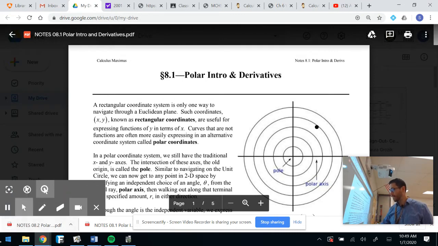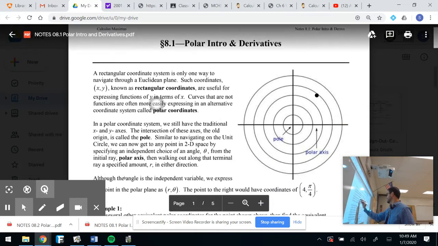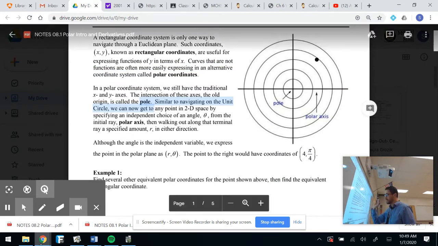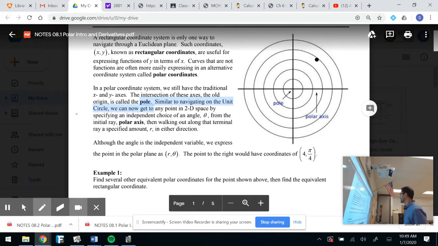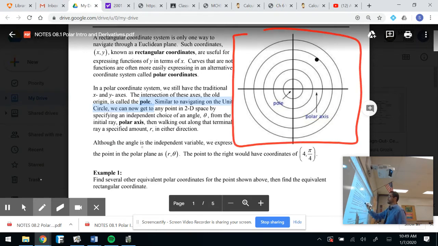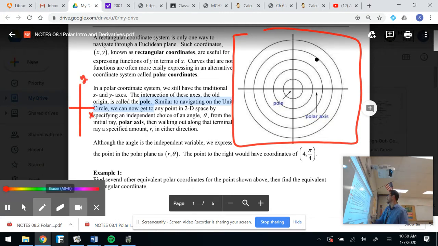So my job here in this first lesson is to make sure we all have a good basis and a good understanding of polars. Okay, so here we go. This is what we call a polar coordinate axis, different from our traditional rectangular coordinates where we have a y-axis and an x-axis.